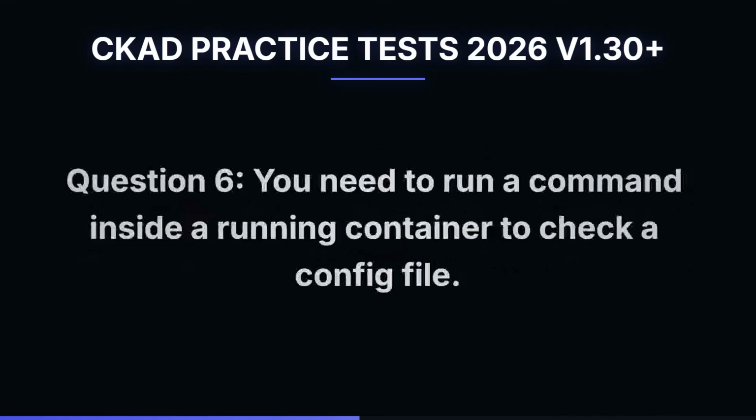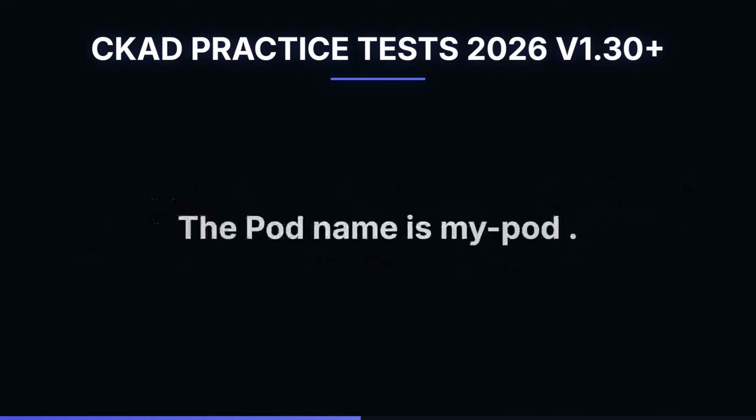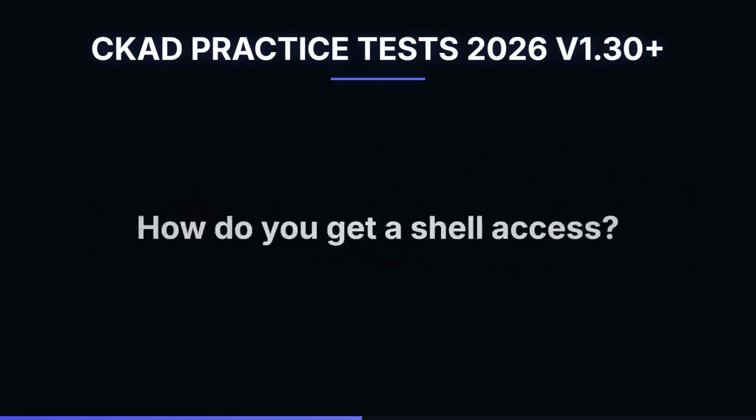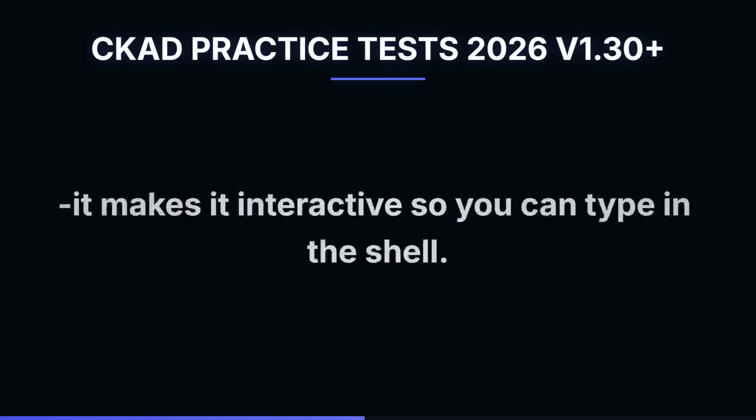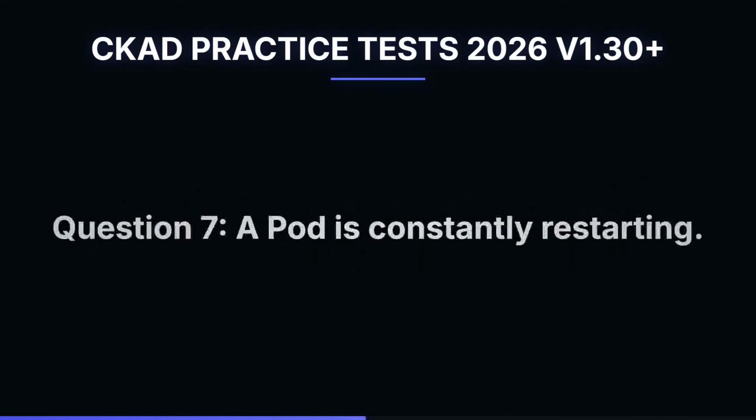Question 6. You need to run a command inside a running container to check a config file. The pod name is my-pod. How do you get shell access? Answer: kubectl exec -it my-pod -- /bin/sh, or /bin/bash. Explanation: exec runs a command inside the container. The -it flags make it interactive so you can type in the shell.